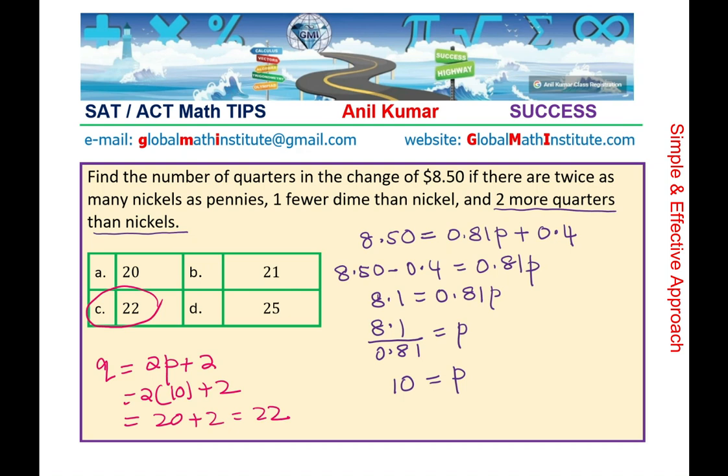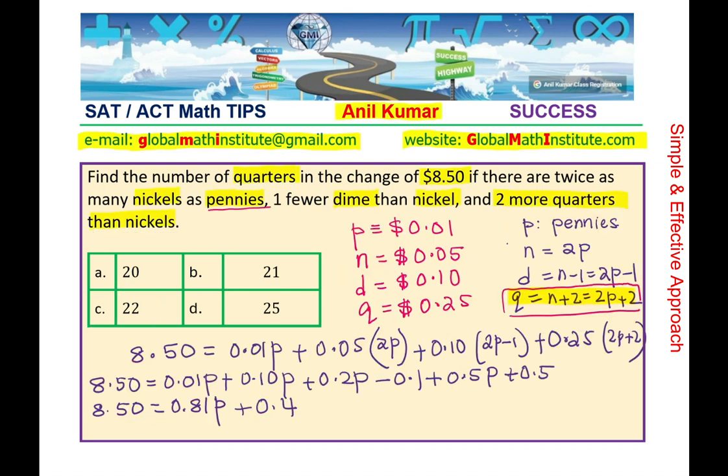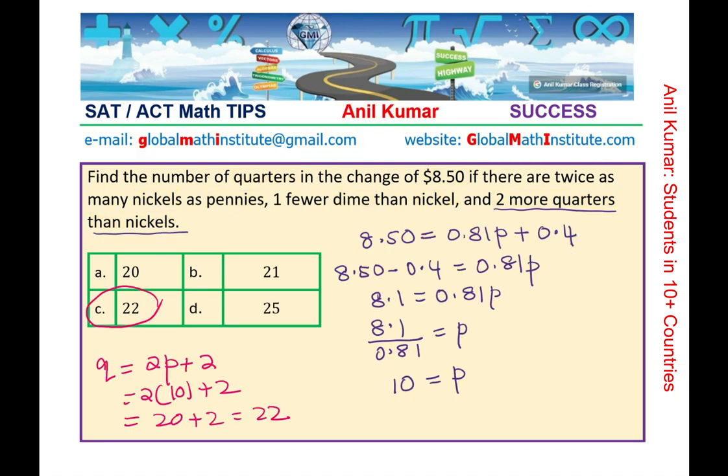Once again, go through the steps. We understood what this currency is. Some of you may know it, so straight away you can come down to the equation. The equation is in terms of dollars, $8.50 is equal to... We converted all the currency into one variable, and that one was p, the pennies. Once we found the value of p, we found the number of quarters by substituting back into 2p plus 2, which gave us our final answer.